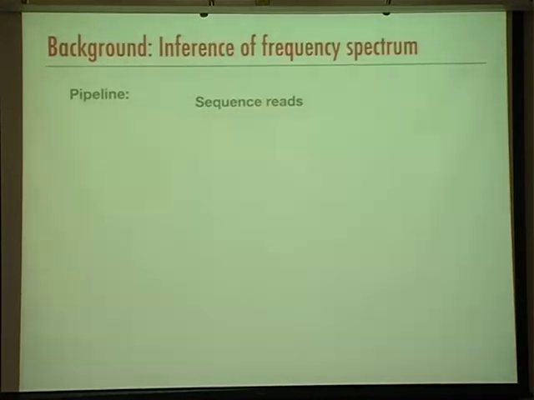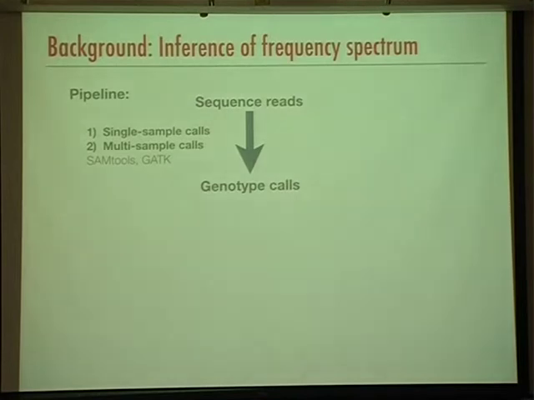So how do we actually go about inferring the site frequency spectrum using next-gen sequencing data? Well, we can start with the sequence reads and create genotype calls. And there are 2 major ways of getting from the reads to the genotype calls. One is to use a single sample caller, where you look at just the reads from a single individual and make the calls. The other way is to do multi-sample calling, where you might have a batch of 100 individuals or 10 individuals, and you call all of them together.